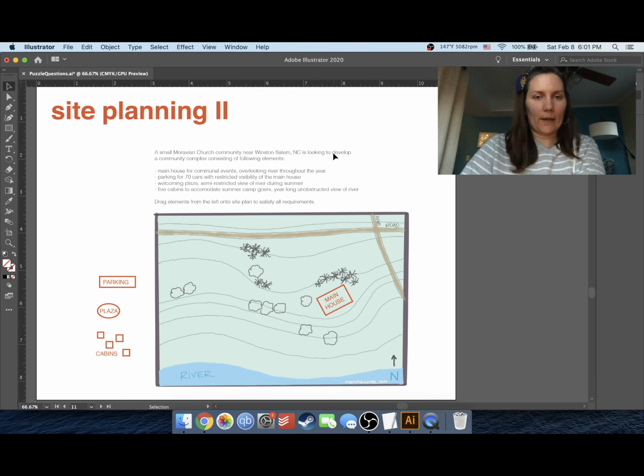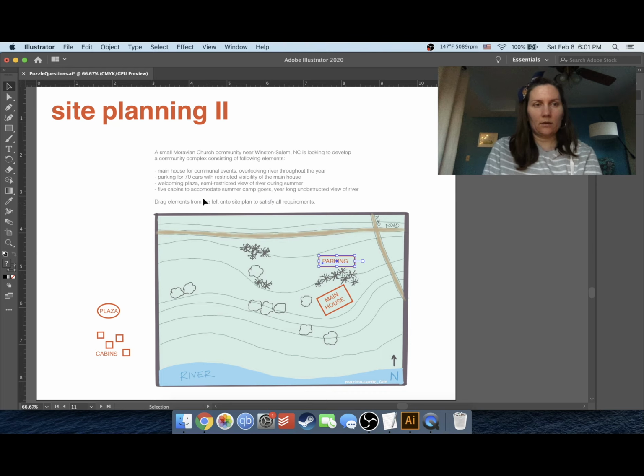Next one, we go back into the requirement. Parking for 70 cars with restricted visibility of the main house. Okay, so you don't want to see the house from the parking, and that's why these trees are here. So let's put parking there. And one thing that I would certainly recommend is looking at the NCARB demo exam, where you will actually learn how to rotate these things, because rotating is pretty important when it comes to the test, because it's so easy to overlook it or think it doesn't exist, but it very much does.